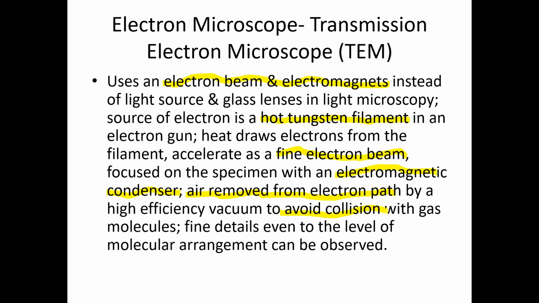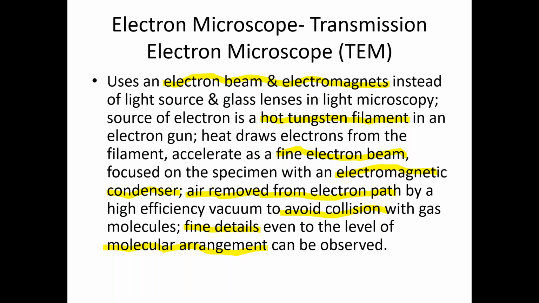Clear? Now, when we are using a transmission electron microscope or TEM, fine details even to the level of molecular arrangement can be observed. We will get fine details of the specimen, even the molecular arrangement of the specimen can be observed using a transmission electron microscope. So that is about the transmission electron microscope. Now, how the image is produced, I will explain in the next slide. Okay.